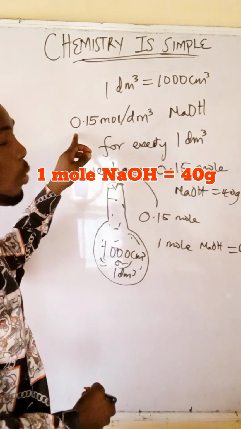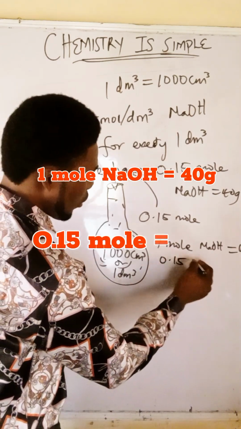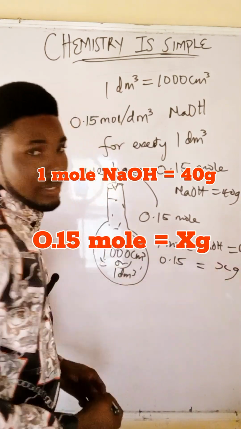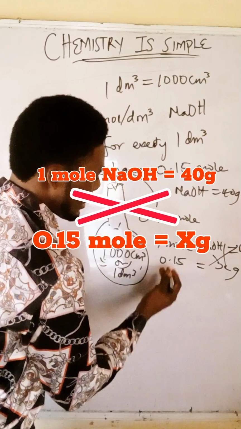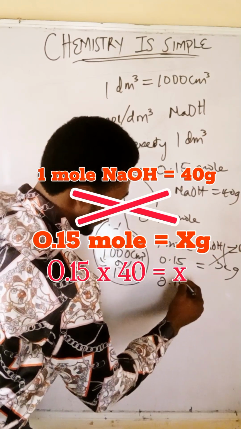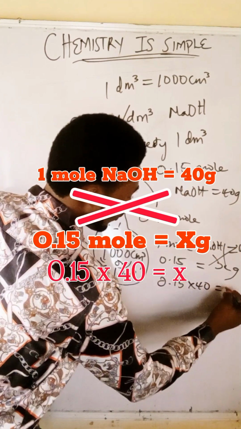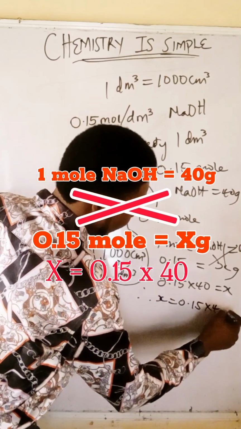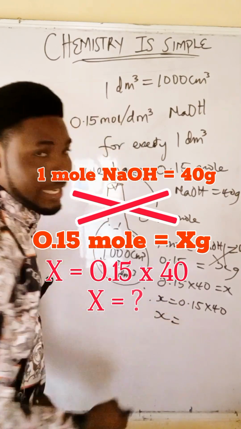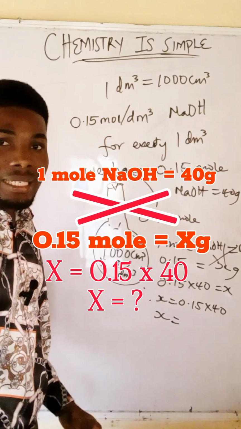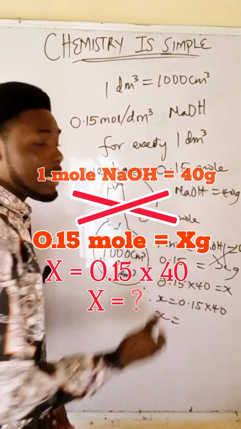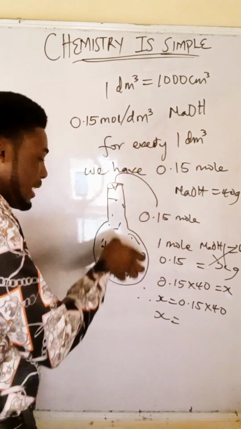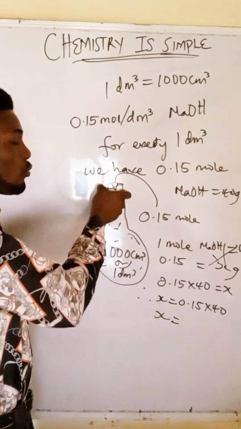Okay? We now have 0.15. What is the mass? You then cross multiply. That will be 0.15 times 40 is equal to x. Therefore, x is equal to 0.15 times 40. Whatever you get here is the mass of sodium hydroxide that you measure and put inside this container, and fill up the volume to 1000.